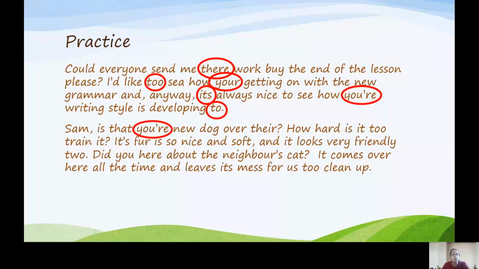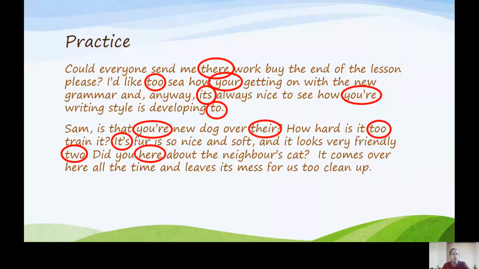The second text. Is that your new dog belonging to you? So "your". Over there. In a place. So T-H-E-R-E. How hard is it to train it? "To train" is an infinitive. So we need "to". Its fur. The fur belongs to the dog, so we don't need an apostrophe. It looks very friendly too. It's not a number. We're saying in addition or also, so we need T-O-O.